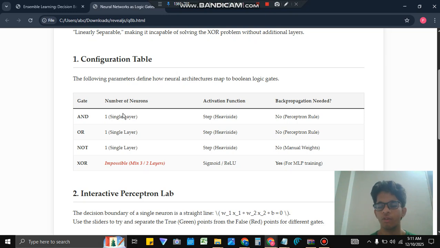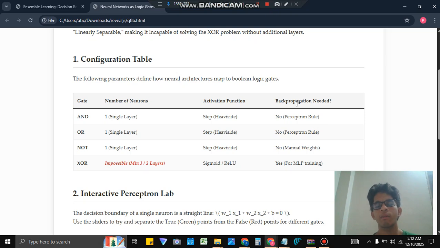So the number of neurons required for these 3 gates is a single layer, but in XOR we have to have a minimum of 2 layers. The activation function for these 3 gates is step Heaviside, or we can say y equal to mx plus c. But in XOR we have to have step as well as sigmoid, which we learned previously, that is 1 divided by 1 plus e to the power of the negative input.